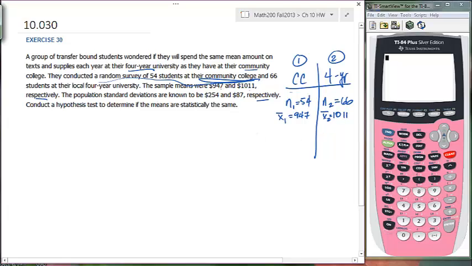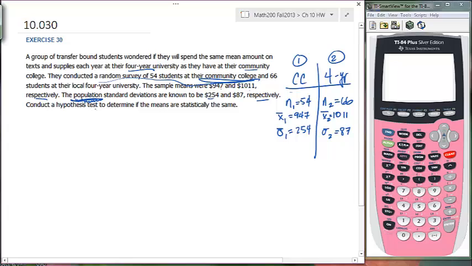Now the standard deviations here, notice a keyword, the population standard deviation. So we're looking at sigma. It's important to get our notation correct here for standard deviations. Our sigma is known to be 254 for the community college. That's a large variation compared to 87 for our four-year counterparts.